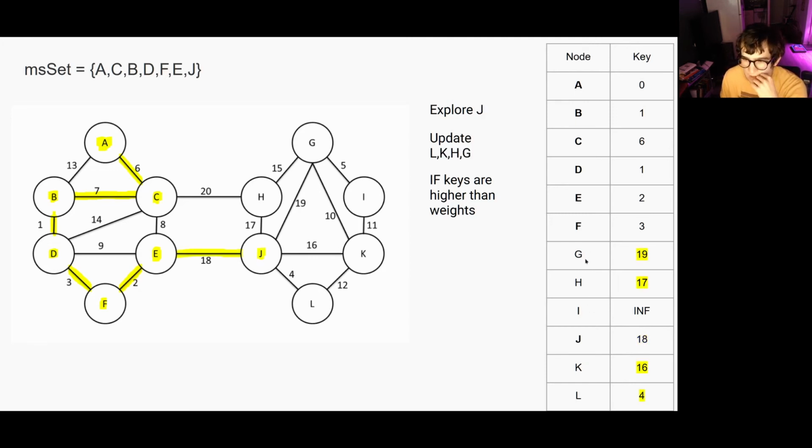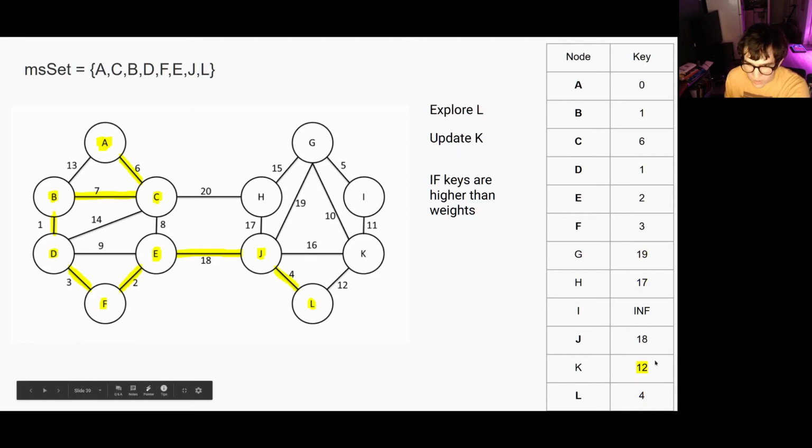All right, so we updated all of the neighbor weights. It looks like the next lowest one is going to be L at 4. So let's explore L. If we consider L, it just has one adjacent node we need to worry about, which is K. And 12 is less than 16, so we're going to update the weight of K to 12. And then since 12 is less than 19 and 17, we're going to explore K next. If we consider its neighbors, we have G with a weight of 10, so we're going to update G from 19 to 10. And then we're going to update I from infinity to 11. So let's do that.